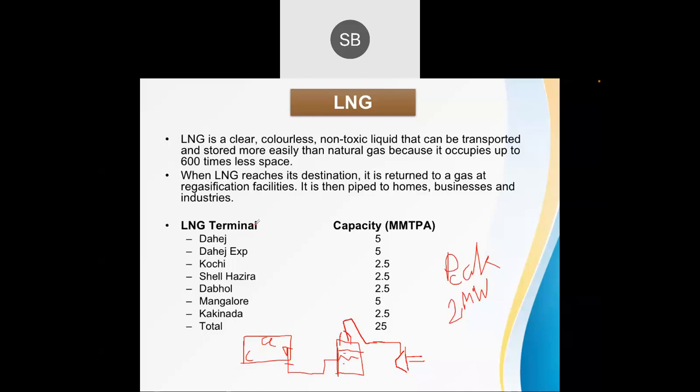So these are the combined cycle power plants. Okay, so we are using the gas turbine power plant generally as a peak load type of power plant. To achieve the peak load, we are using the gas turbine power plant.